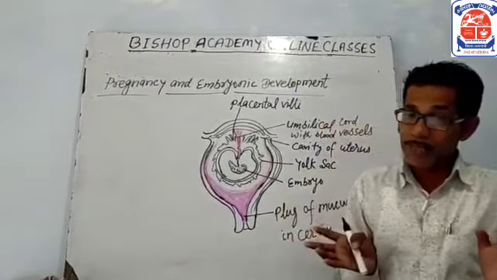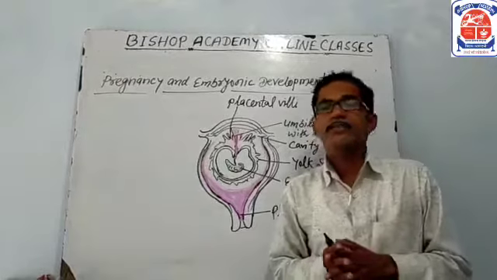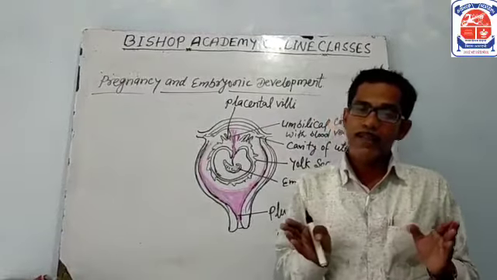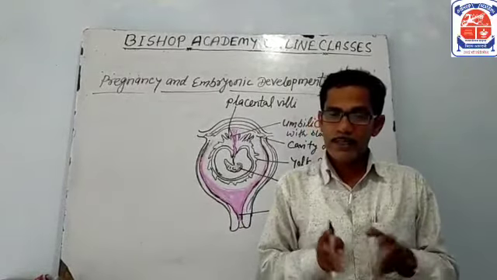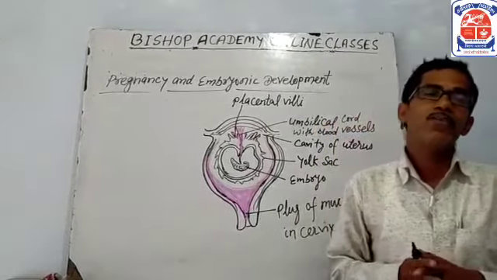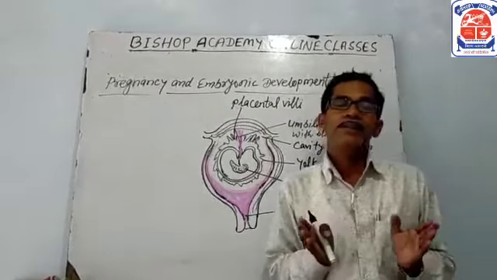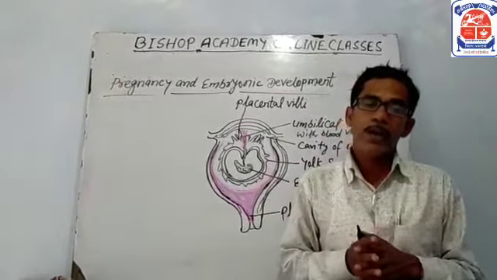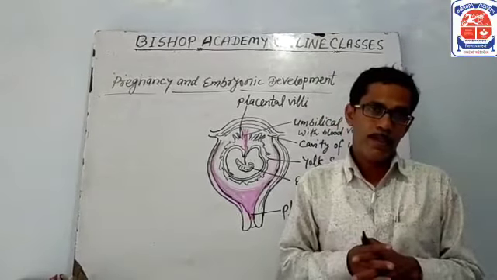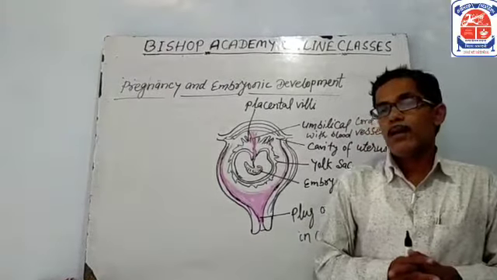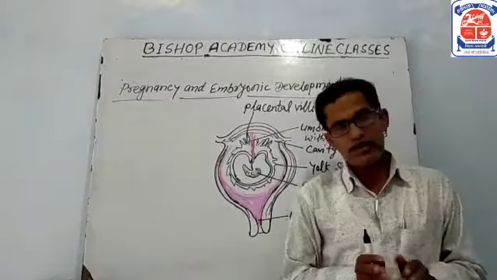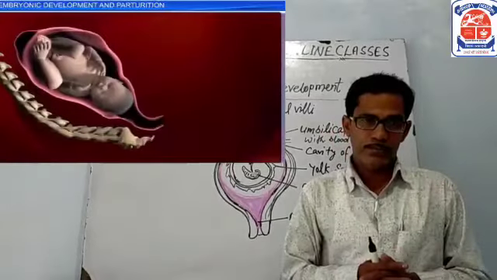Eyelids separate and eyelashes are formed, and by the end of 9 months of pregnancy, the fetus is fully developed and is ready for parturition or birth. The process of delivery of the fetus, or childbirth, is called parturition.